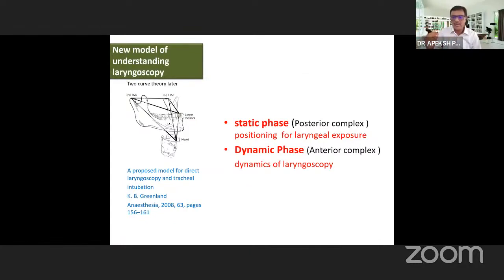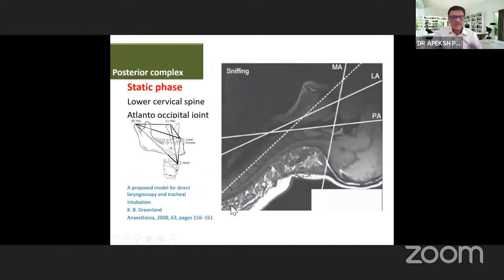Static phase is governed by the posterior anatomical structure of the neck. It's called posterior complex. And dynamic phase is governed by the anterior anatomical structure of the neck. That's called anterior complex. So let's look at the static phase. So our head and neck position is governed by the C-spine and AO joint. So before doing laryngoscopy, we need to give the sniffing position, flex the C-spine and extend the AO joint. And we need to maintain that position throughout the performance of laryngoscopy. So it's a static phase.